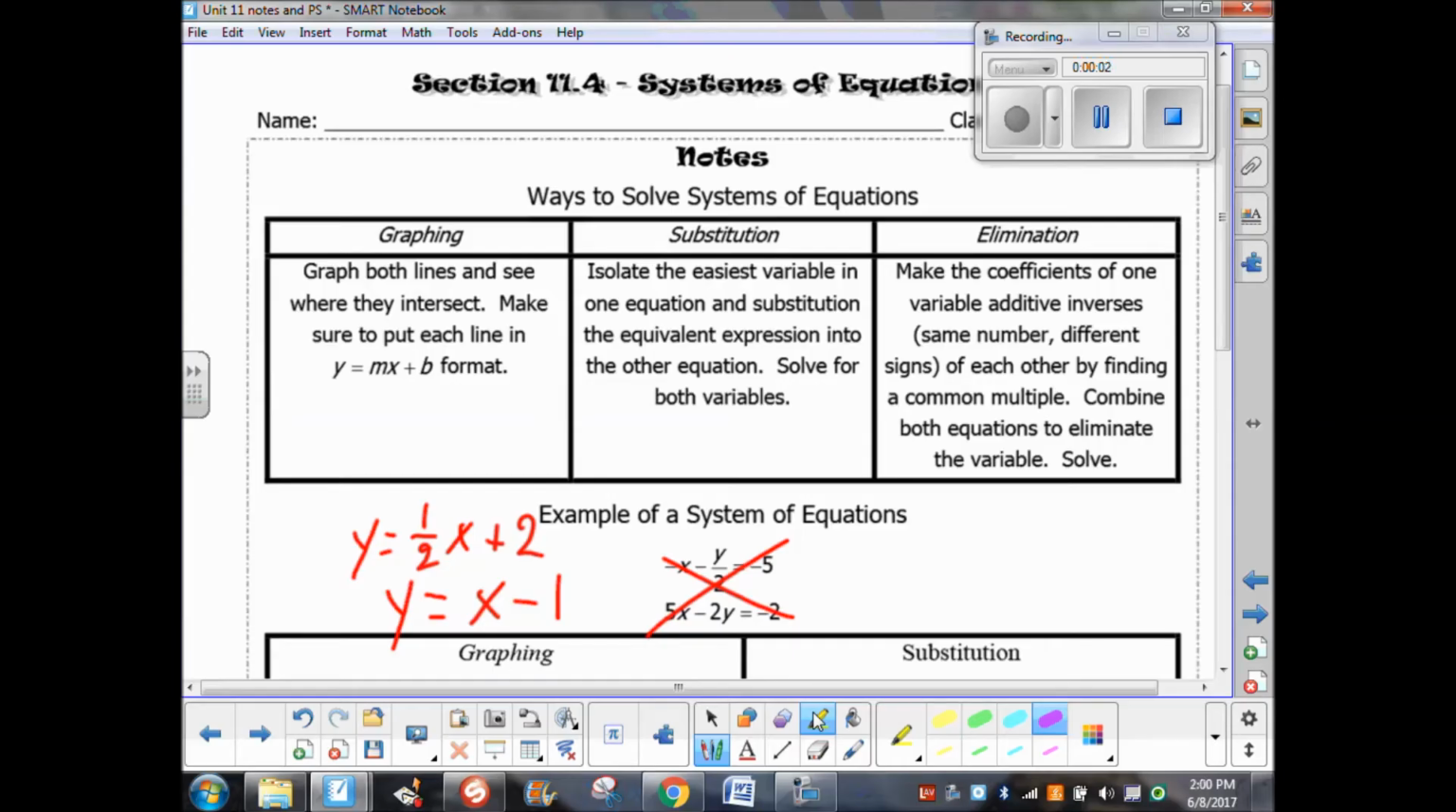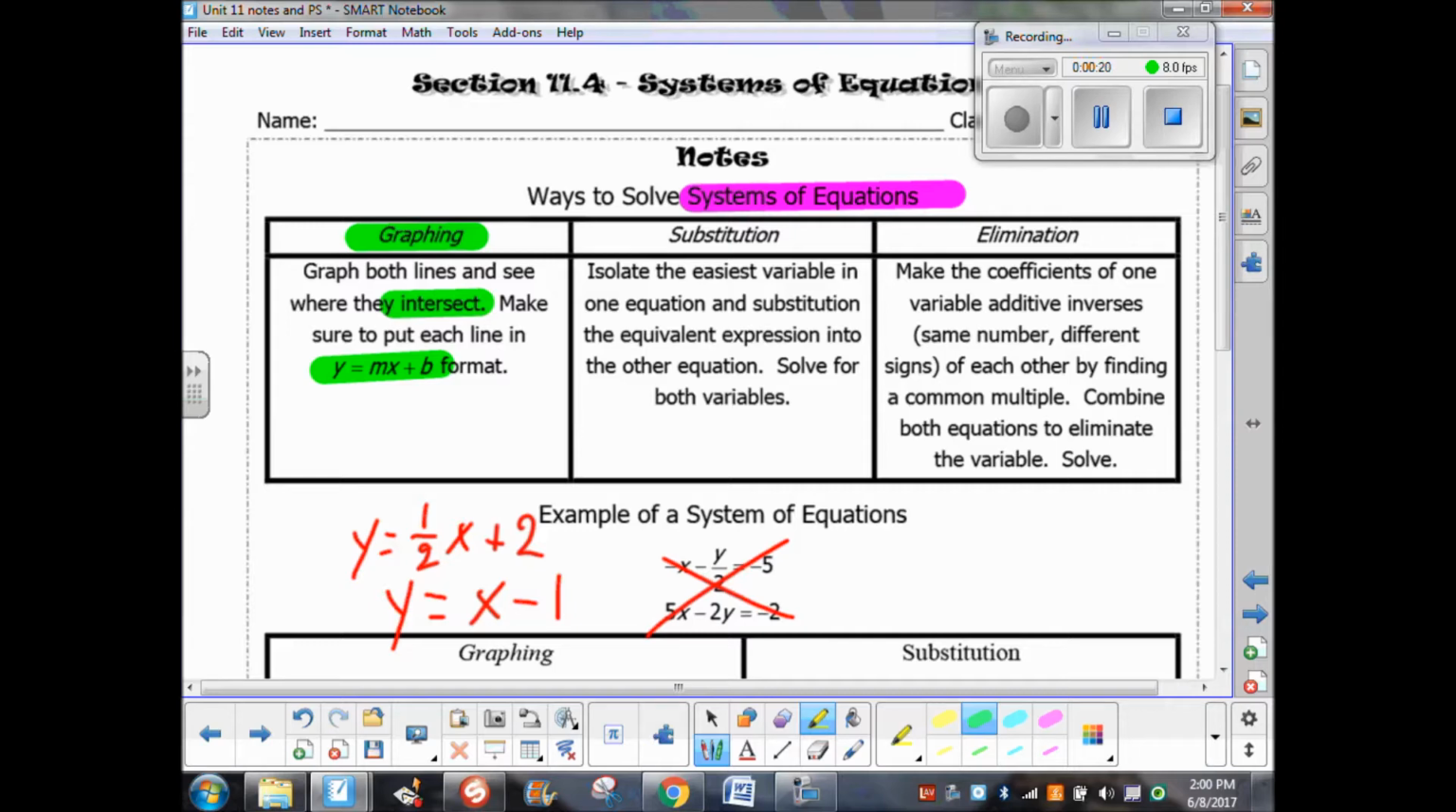All right, systems of equations. So, 3 different methods to solve systems. First one, graphing. Okay, we've got to find where they intersect. We have to make sure we put them in y equals mx plus b format. Okay?